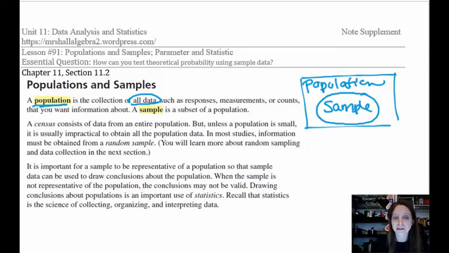A census consists of data from an entire population, but unless a population is small, it is usually impractical to obtain all the population data. In most studies, information must be obtained from a random sample. You will learn more about random sampling and data collection in the next section.